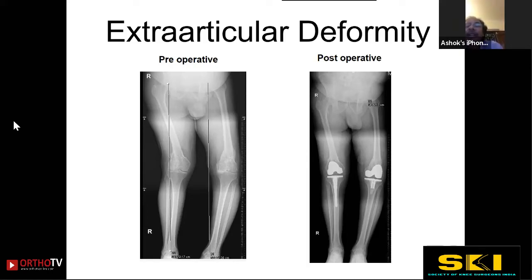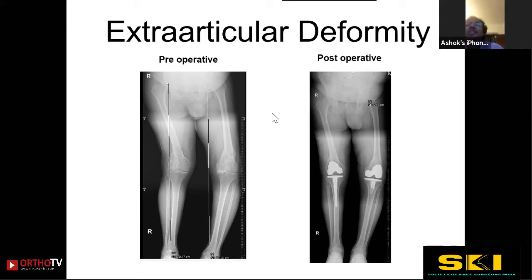Any thoughts on when you would do a correction of this extra-articular deformity? Do you have any thresholds? In this case, would you have done anything differently? Not really. If you extend the anatomical axis and it comes within the joint, it's quite okay for an intra-articular correction. I'd be happy to do an intra-articular correction in this particular case. Right, that's absolutely correct.